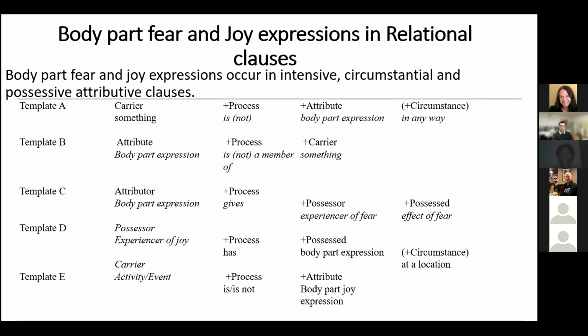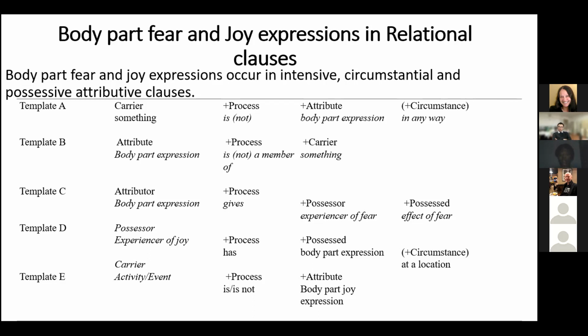Okay, and there are also body part fear and joy expressions in relational clauses. So the clauses reviewed patterns for only the attributive type of relational clauses. And then we have the intensive attributive, circumstantial attributive, and then possessive attributive clauses. So I have these 5 templates for the relational clauses, the attributive relational clauses.